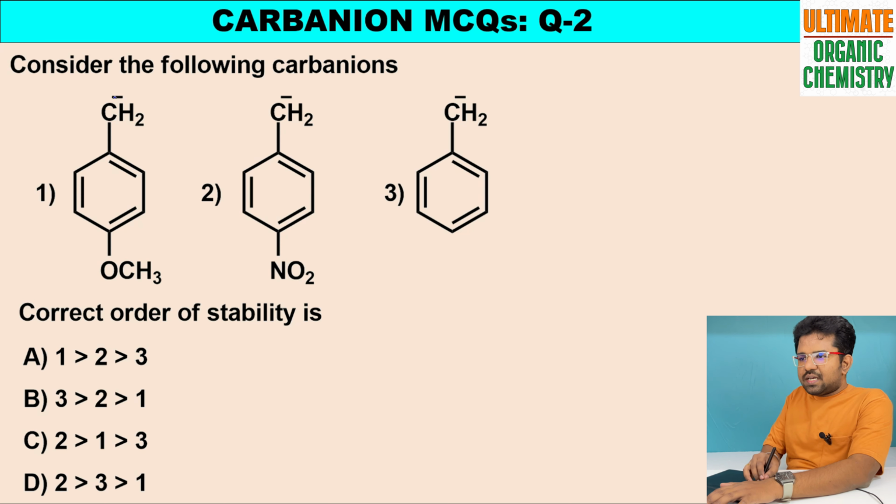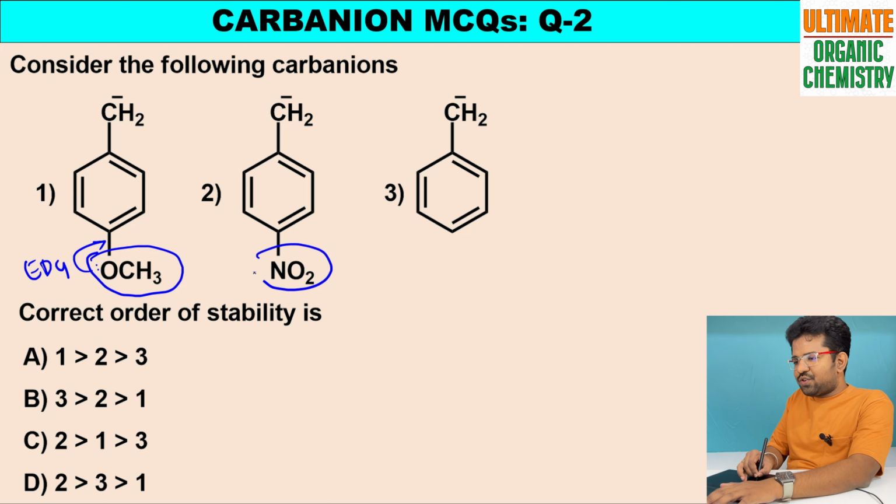Question number 2. Consider the following carbanions. You are given 3 carbanions which are coming under benzyl carbanion category, and you need to find out the correct order of stability. Now the first species is connected to an electron donating group. Methoxy group is an electron donating group because it has lone pair of electrons and it will give its electron through resonance effect. And you have the second one, that is nitro group. Nitro group is an electron withdrawing group. It tends to withdraw the electron from the phenyl ring.